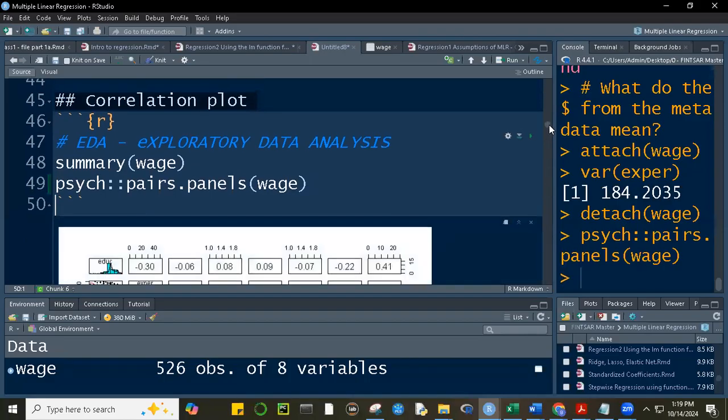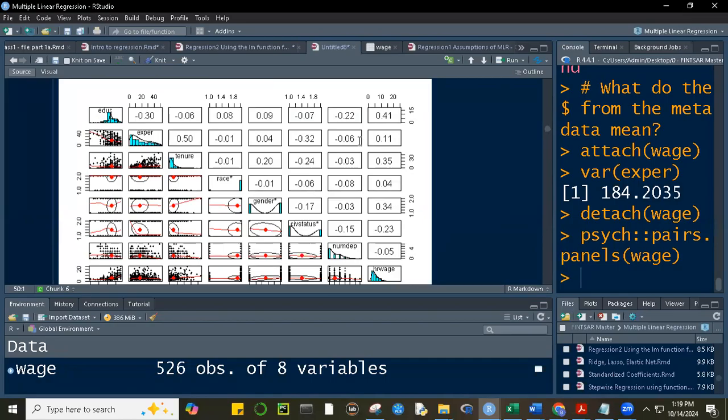Quick review lang to, class, kasi diniscuss natin to, no? And on the upper part, you have your correlation. Okay. On the lower part, you have your correlation here. And then here is your scatter plot. And this is your distribution, no? The plot of the variable itself.